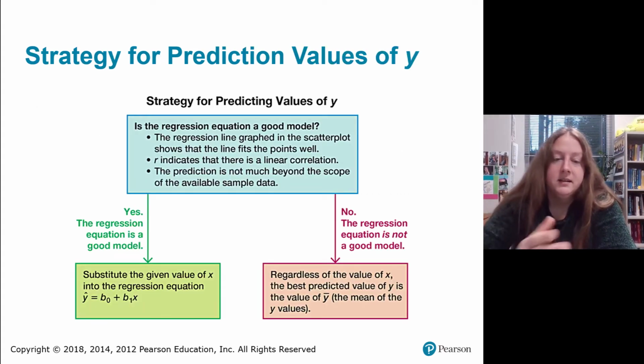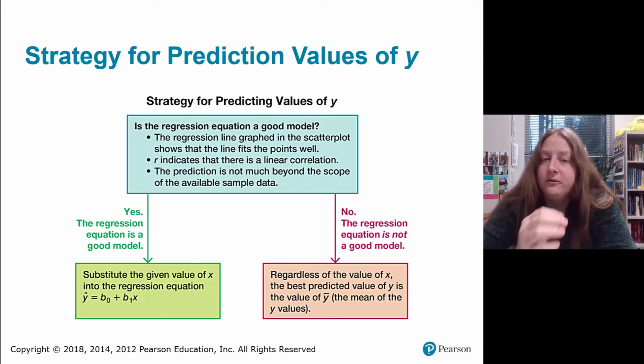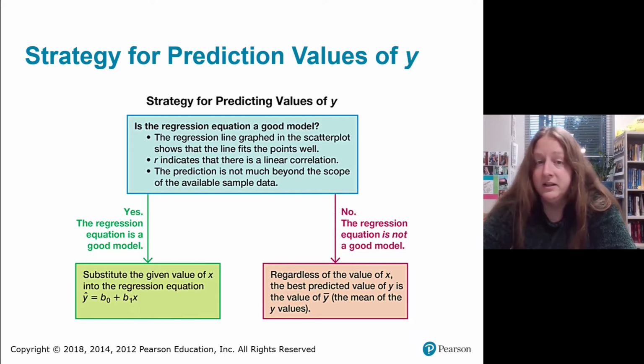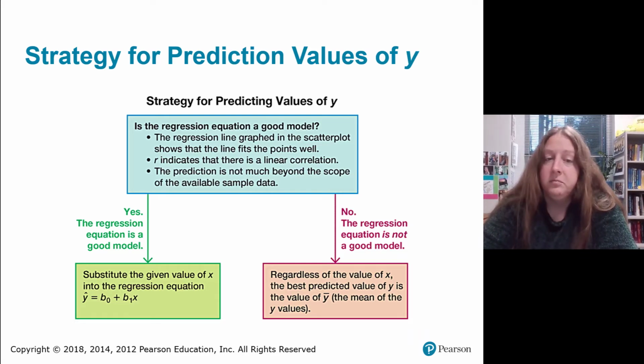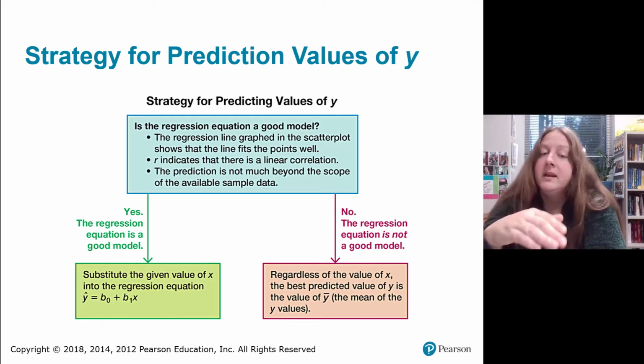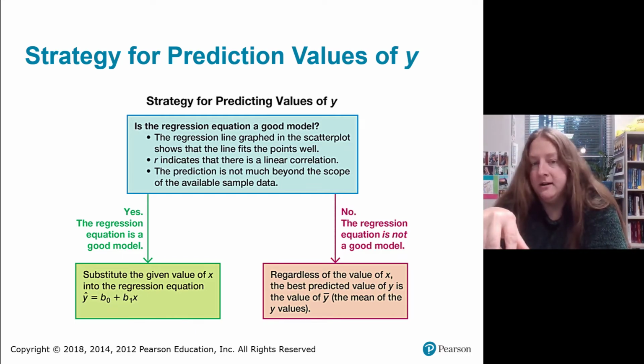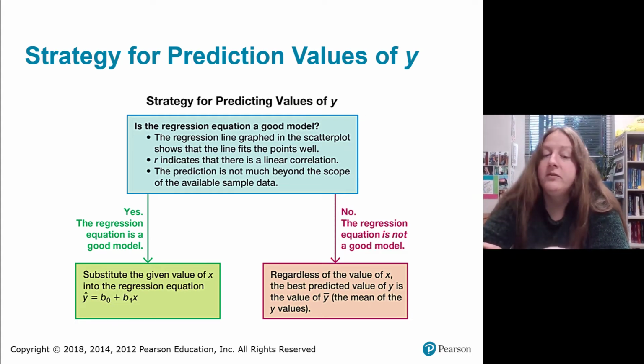So again, here we are. If we want to predict a y value and you look at your regression equation and it's not a good model, so for whatever reason, you look at the graph, it doesn't look good, or you see that the R value indicates that there's maybe not a linear correlation, or if the prediction is way beyond the scope, then you're in the no category here. So if that's the case, then what we do is we give the mean of the y values as the prediction, regardless of what our x value is.